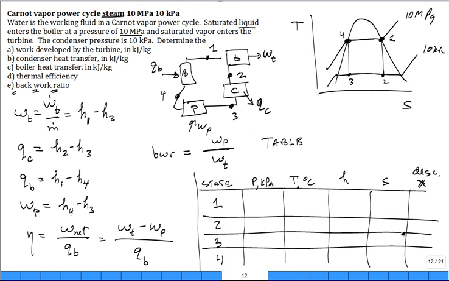And so let's start out. For state 1, do we know the pressure at state 1? Yeah, it's 10,000 kilopascal or 10 megapascal. Do we know the temperature at state 1? Well, you just look up Tsat at that pressure. How about the enthalpy at state 1? Hg at that pressure. How about S? Sg at the pressure, and it's saturated vapor, or you could say X is equal to 1.